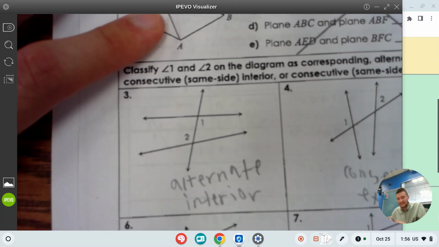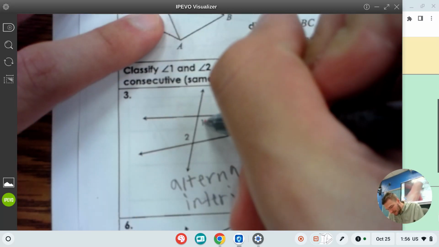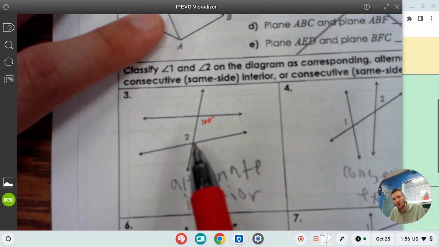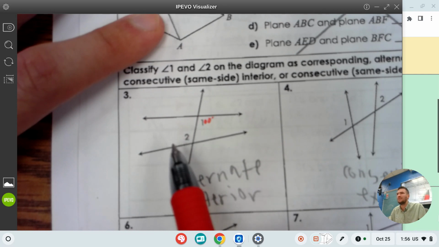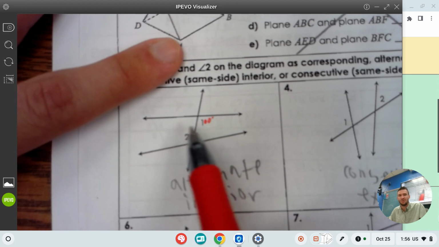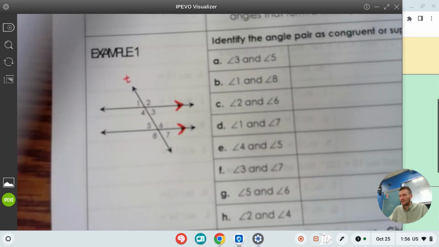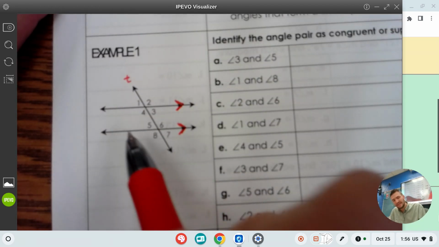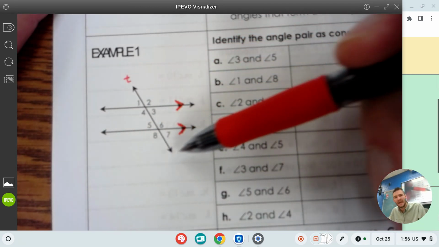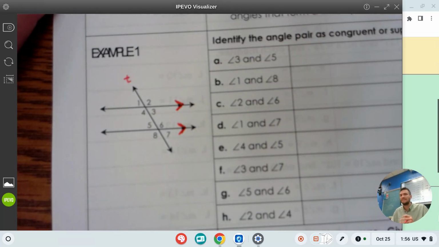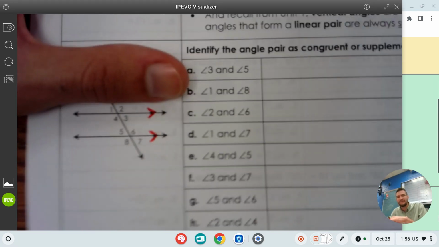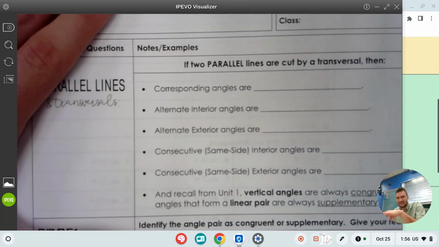The reality is, even if I told you that this one was 100 degrees exactly, we would have no idea what angle 2 is. There's no way for us to figure it out. Because more or less, these are just two random lines. Now, if we know that these are parallel, it's going to make all 8 of these angles able to be exactly identified with just a small amount of information. So, let's check this out.